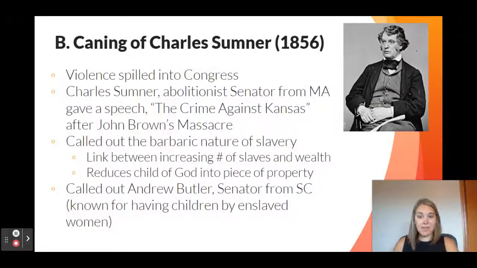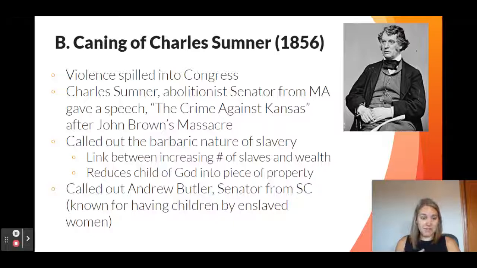All right, next up in our increasing tensions, we move on to 1856 with the caning of Charles Sumner. So this violence is going to not just happen in Kansas, it spills into Congress. Charles Sumner is an abolitionist from Massachusetts, and he gives this famous speech called The Crime Against Kansas.